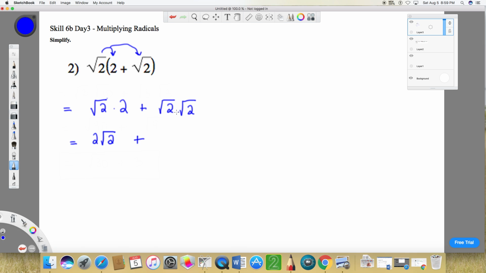And here, since it's the same index, since these are both square roots, we can place this underneath the same radical. And we know that the square root of 4 is 2. And so there's our final answer.